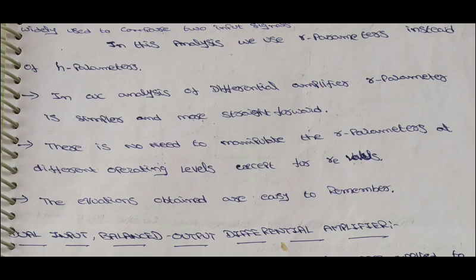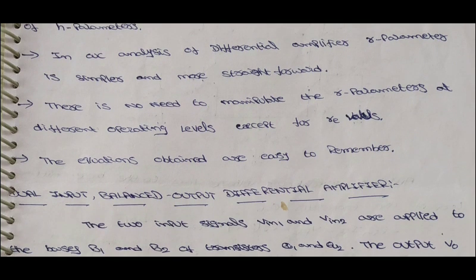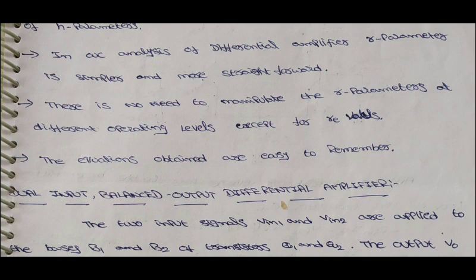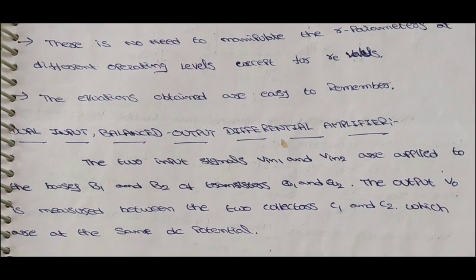The H parameters we already learned about in previous years, like EDC and ECA, but in this we need to discuss the R parameters instead of H parameters. In AC analysis of differential amplifiers, R parameters are simpler and more straightforward. There is no need to manipulate the R parameters at different operating levels except for the RE value. The equations obtained are easy to remember.